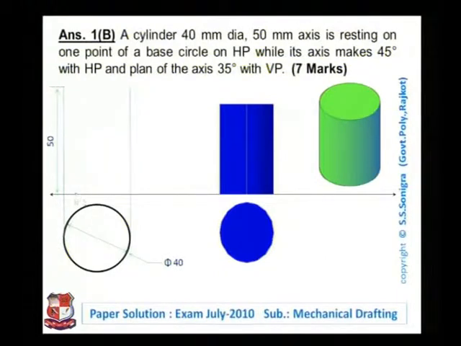So from the XY line at a distance of 50 mm, mark a point over here and draw a rectangle like this. So this is the front view and top view of the given solid.